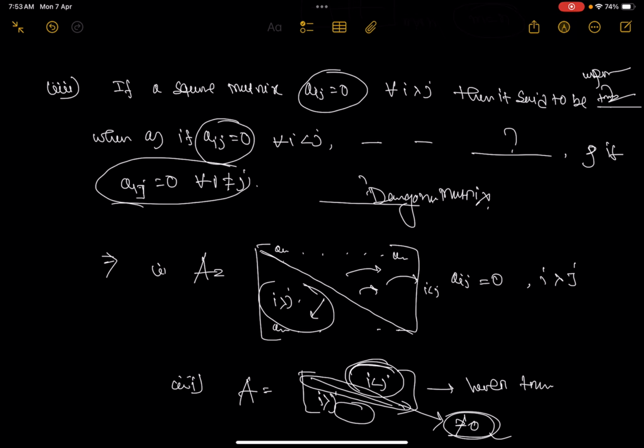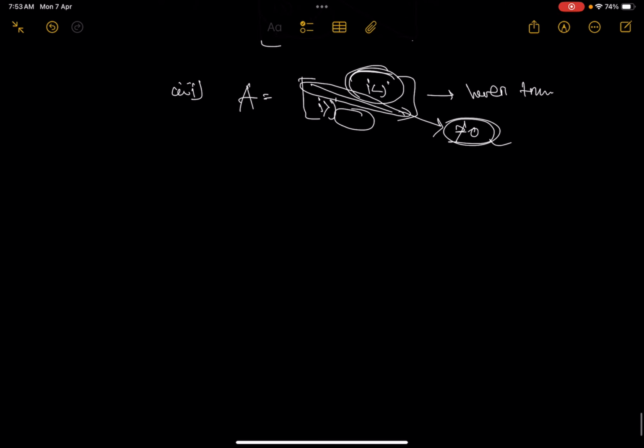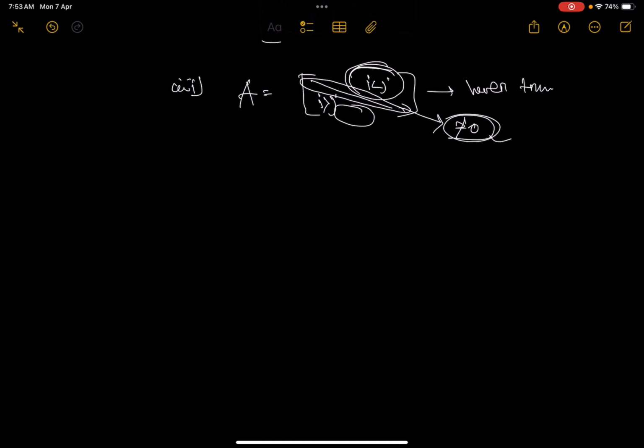This is called a diagonal matrix. This is also a most important problem, so many times asked in good exams: the maximum number of distinct entries in a triangular matrix of order n. You first write a triangular matrix.